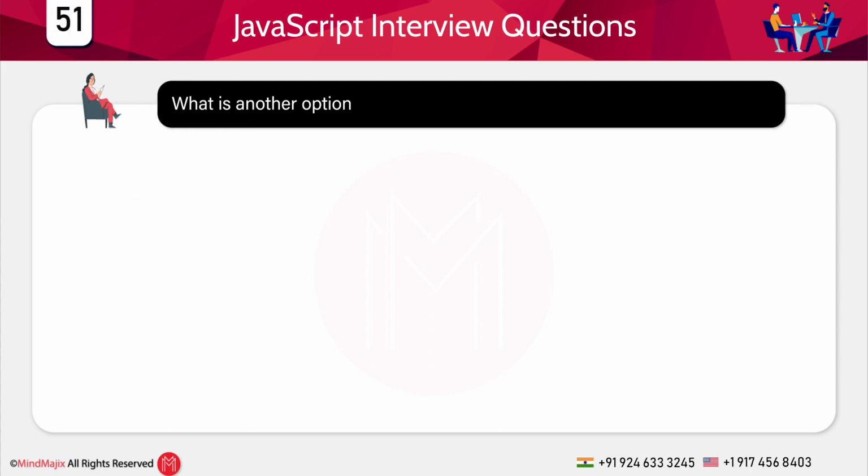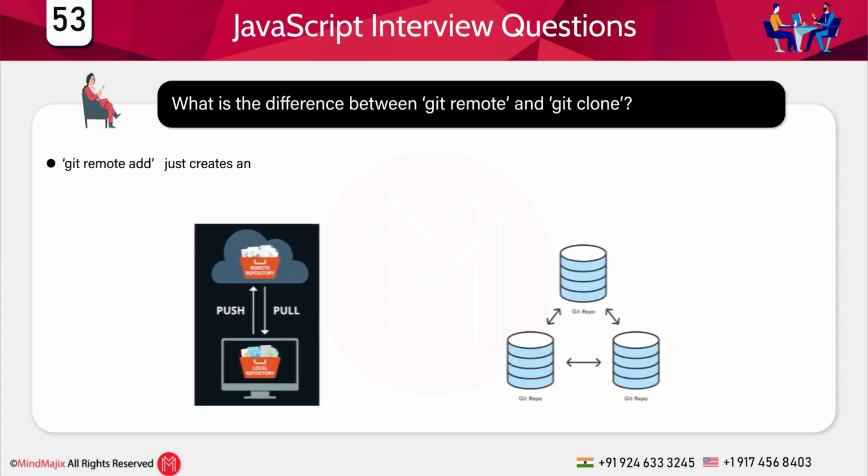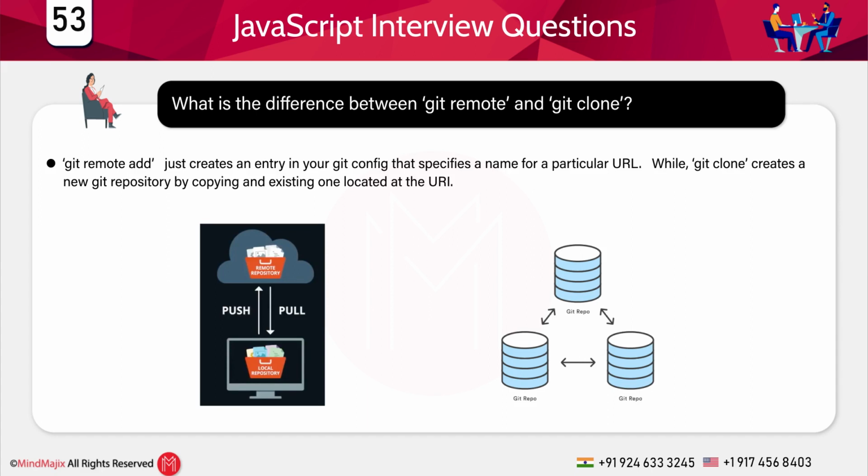What is another option for merging in Git? Rebasing. What is the syntax of rebasing in Git? git rebase [new commit]. What is the difference between Git remote and Git clone? Git remote is a repository available on the remote, and git clone is a copy of the repository.